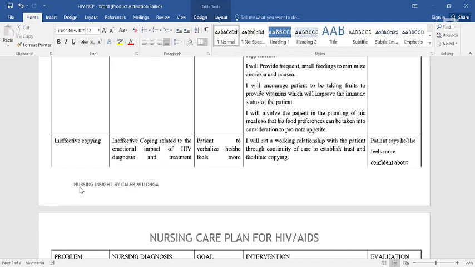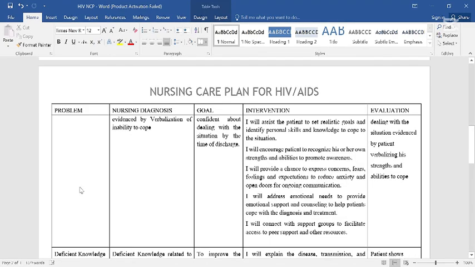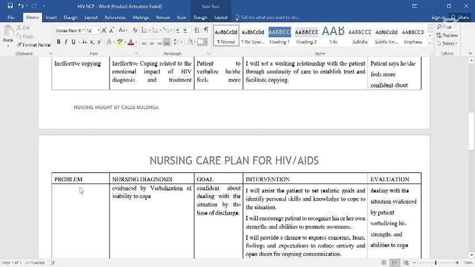So the nursing diagnosis is ineffective coping related to the emotional impact of HIV diagnosis and treatment, evidenced by verbalization of inability to cope. So the patient is not able to cope because of the emotional aspect. Okay, they are not able to believe the emotional impact of having HIV.